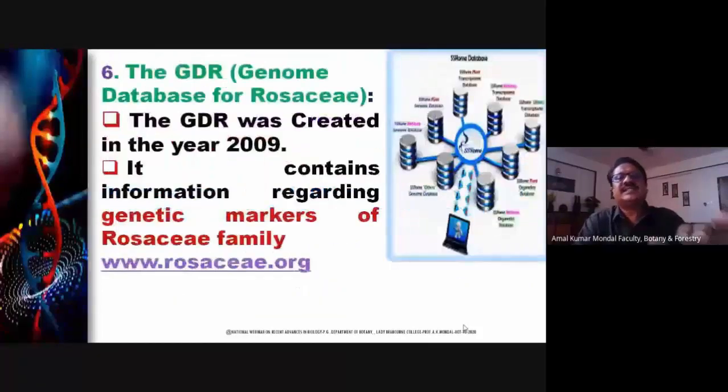Number 6, the GDR, that is Genome Database for Rosaceae. The GDR was created in the year 2009. It contains information regarding genetic markers of the family Rosaceae.